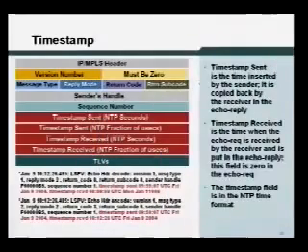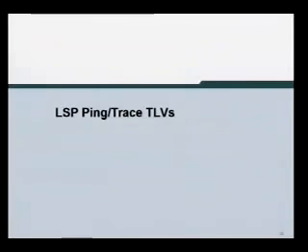Now, the next field in the echo packet is the TLVs. Actually, TLVs are the heart of the echo packet because they define what environment we are working with. Is it an LDP environment? Is it an MPLS VPN? Is it a pseudowire environment or a traffic engineering environment? All of that specific environment information is encoded into these TLVs.